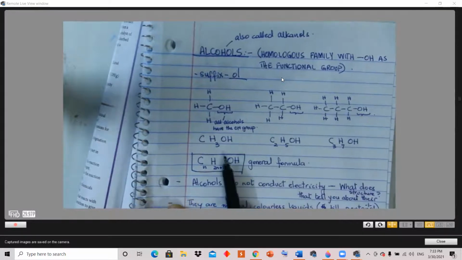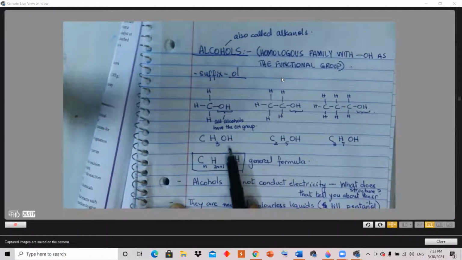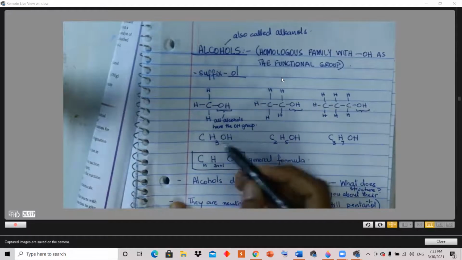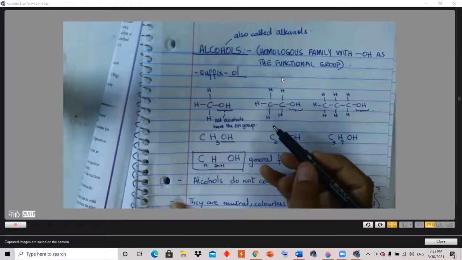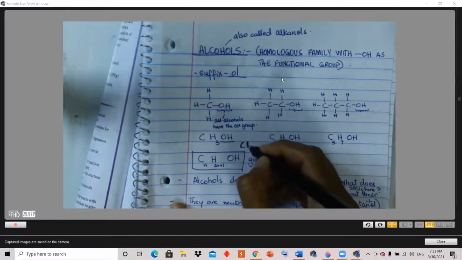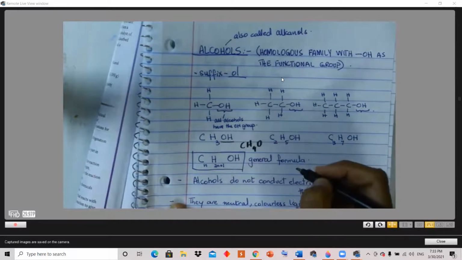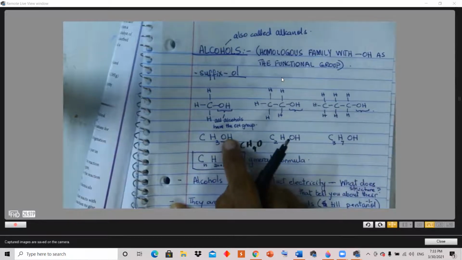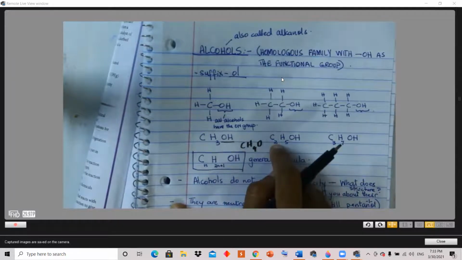Okay, and when we write its molecular formula, this is how we write it. We separate the OH at the end. By the way, you can even write it this way, and that won't be marked wrong, because there are 4 hydrogen atoms, right? So CH4O, you can write it like that.